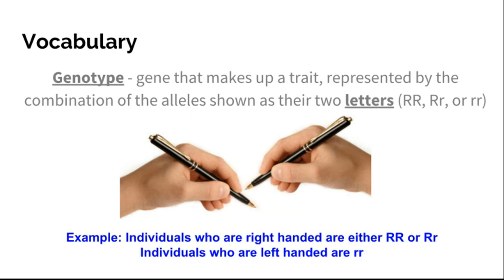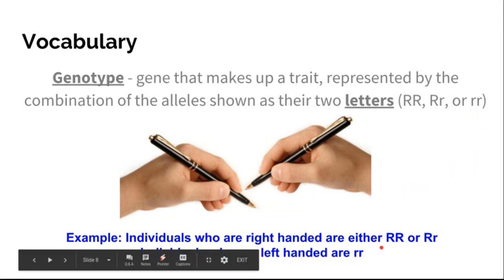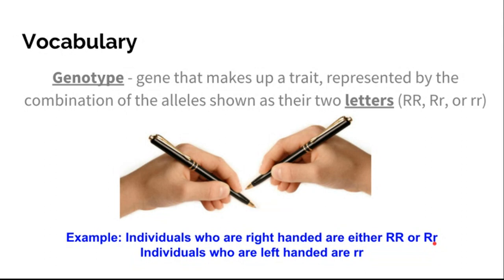Individuals who are right-handed, because it's the dominant gene, would have this kind of genetic makeup or genotype: capital R capital R, or capital R with a lowercase r. Simply, if you have a big R, you're going to have the dominant gene. Individuals who are left-handed and recessive, in order to actually express the recessive form of the gene, meaning actually be left-handed, you have to have two little r's.